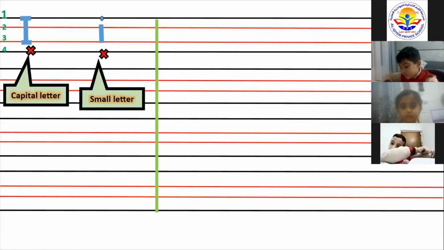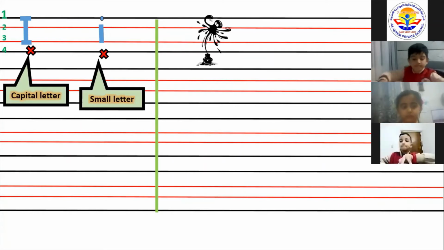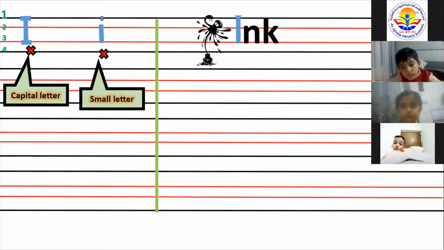Again, the word ink. It is starting with a capital letter I. So I have to use only the first 3 lines to write the capital letter I that the word ink starts with.